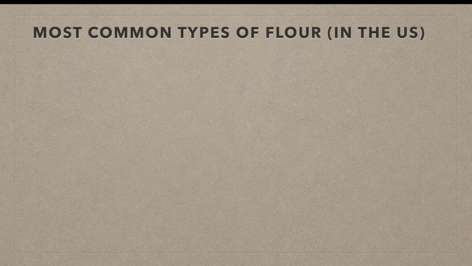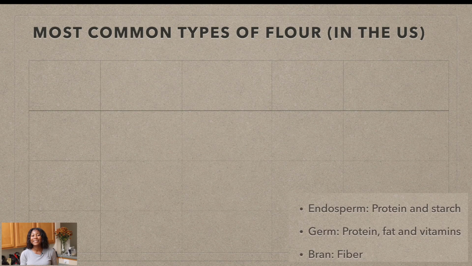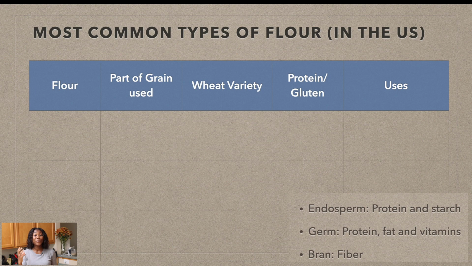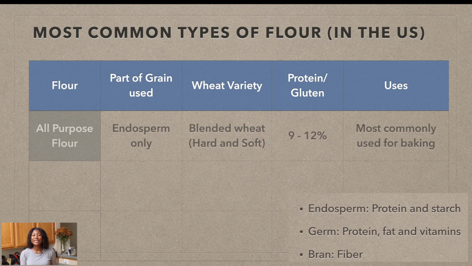The three most common types of flour are all-purpose flour, bread flour, and wheat flour. Remember I told you to keep in mind the three different parts of the wheat grain. So all-purpose flour is milled from only the endosperm. So this means it only contains protein and starch.